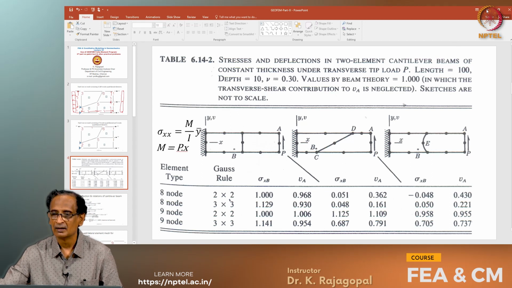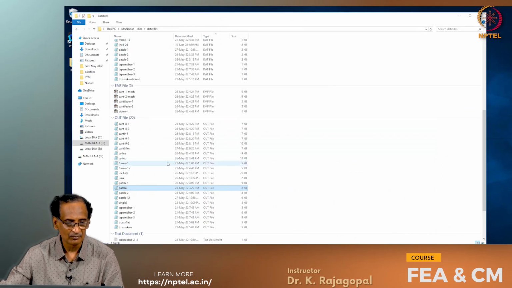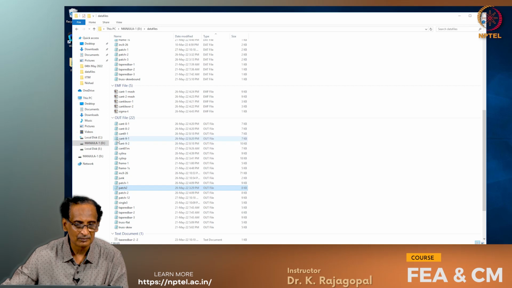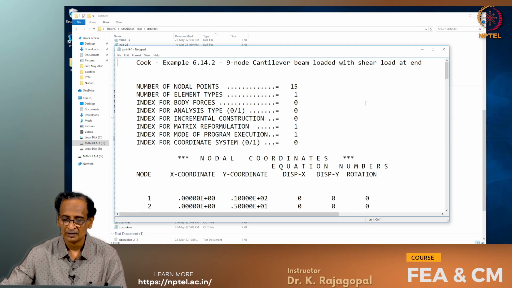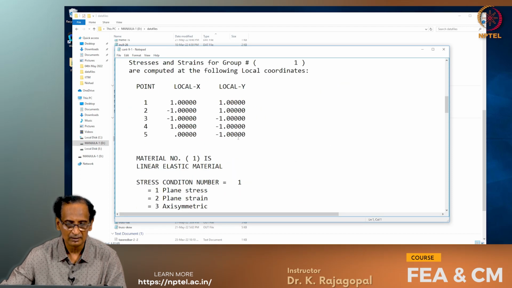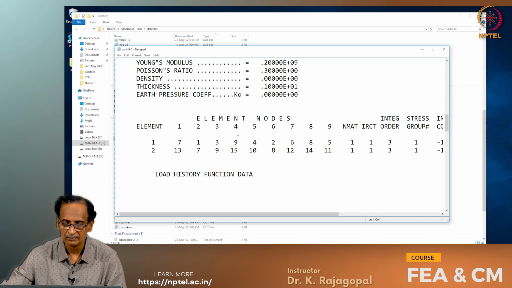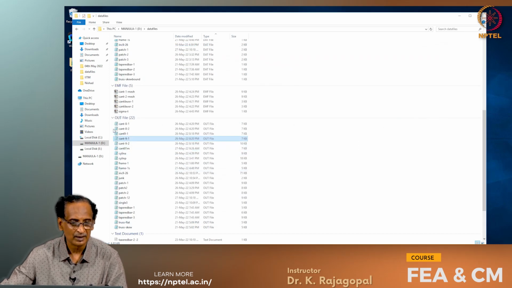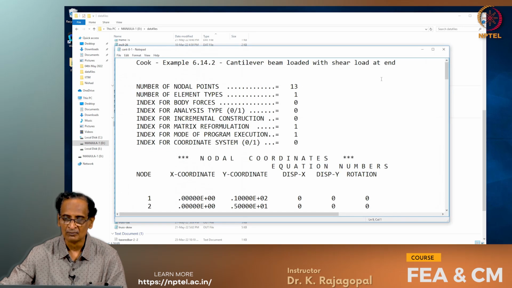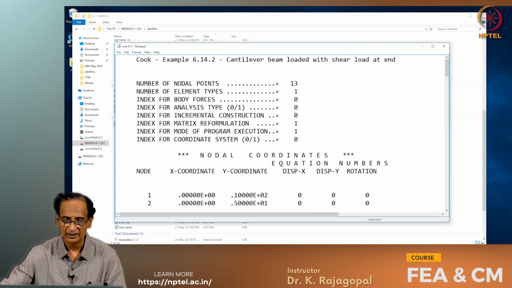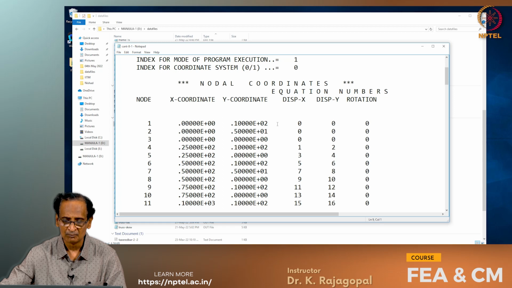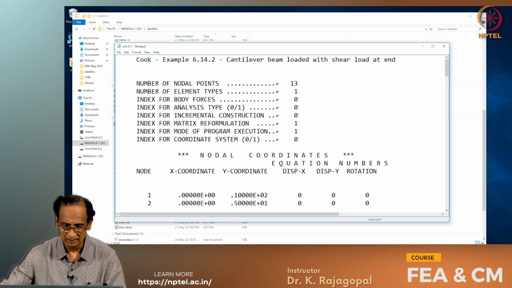Okay. And let us see this. Okay. So, this is the analysis with, sorry, I think this is 8 node or 9 node. Let me open the 8 node. Okay. So, this is the one with 8 node quadrilateral element. There are totally 13 nodes.